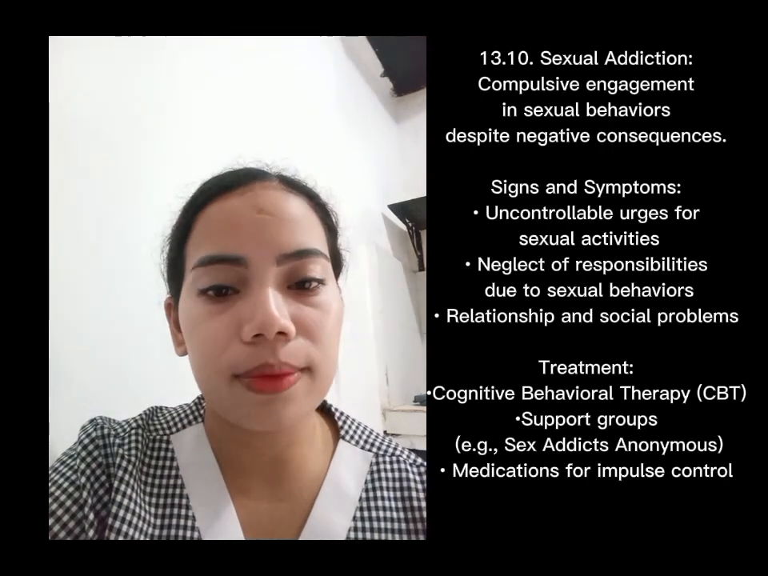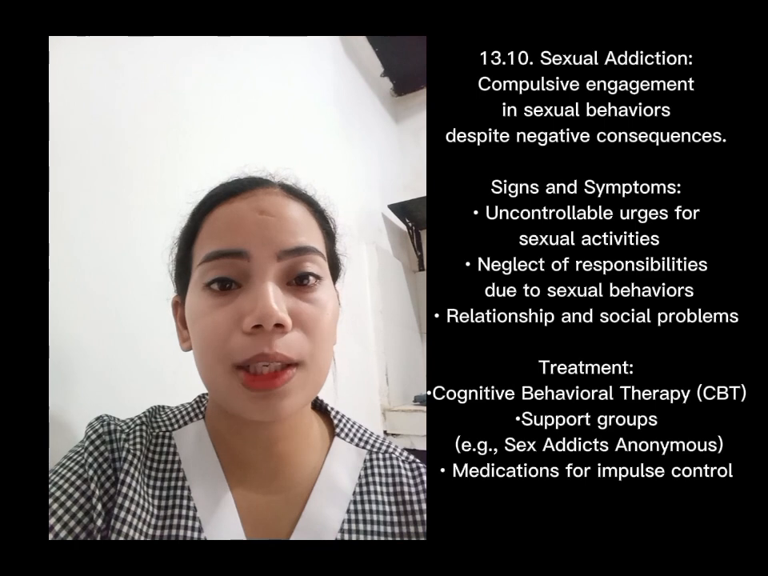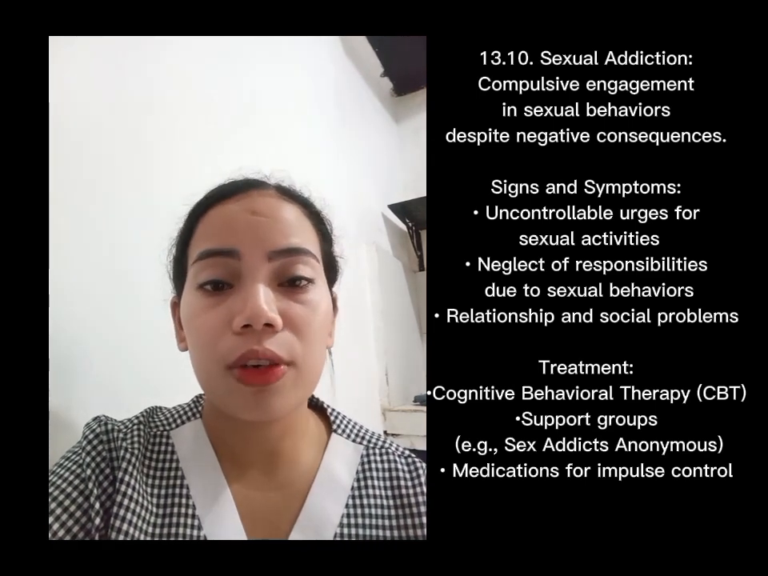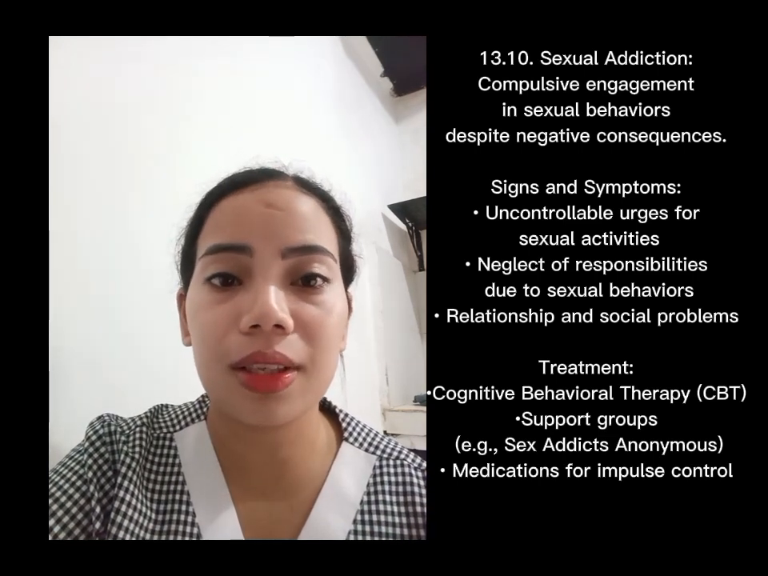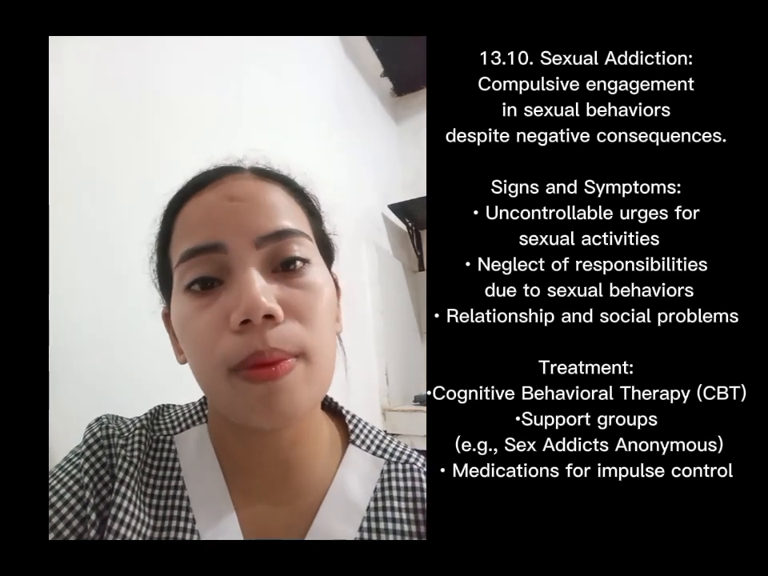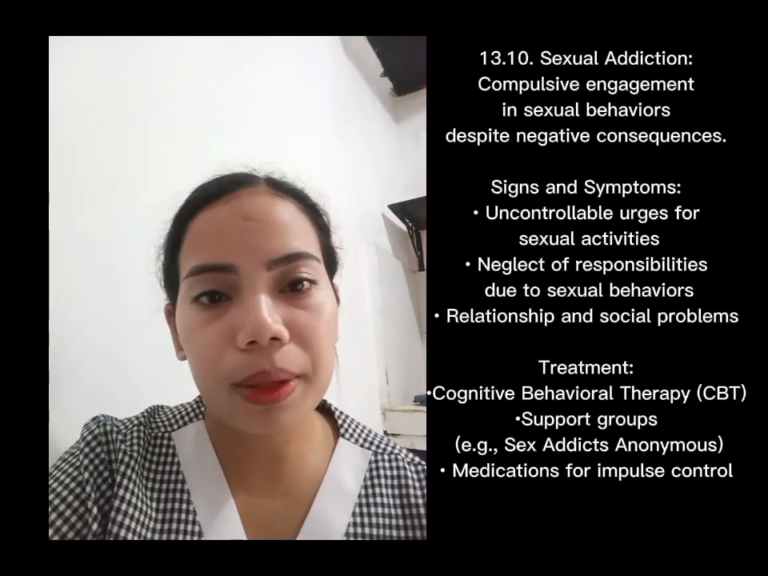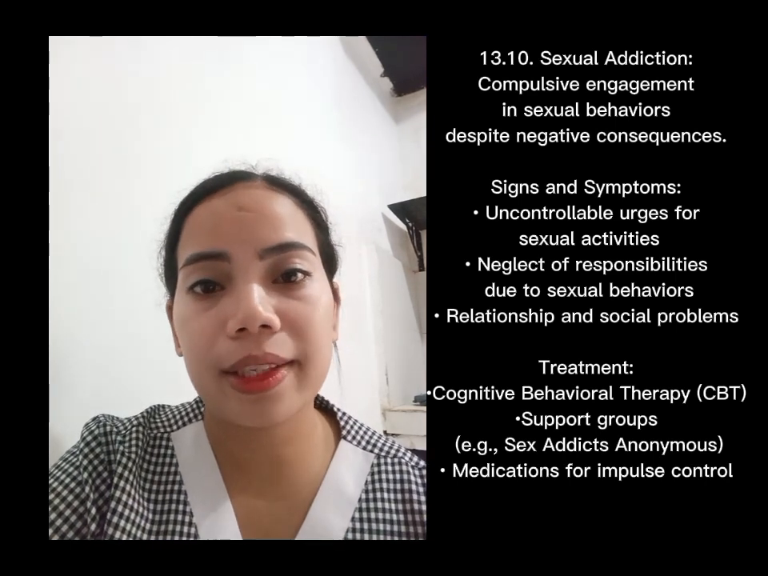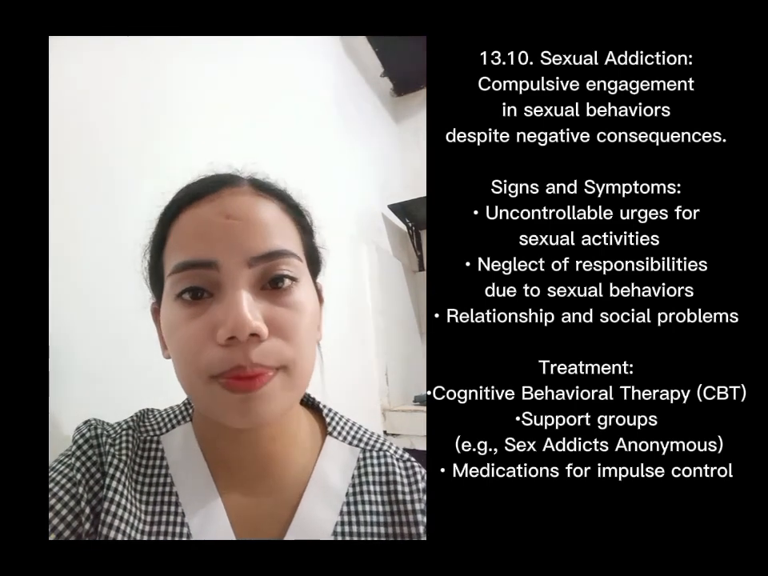And next is sexual addiction. This is a compulsive engagement in sexual behavior despite negative consequences. For the signs and symptoms: uncontrollable urges for sexual activities, neglect of responsibilities due to sexual behaviors, and relationship and social problems. For treatment, we have cognitive behavioral therapy, support groups like Sex Addicts Anonymous, and medication for impulse control.